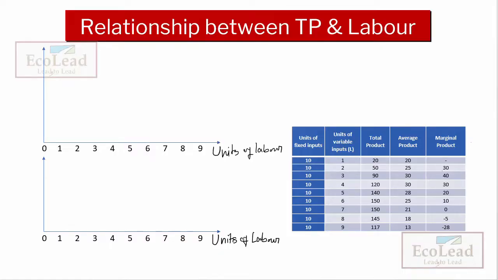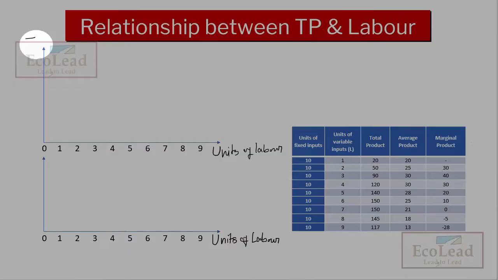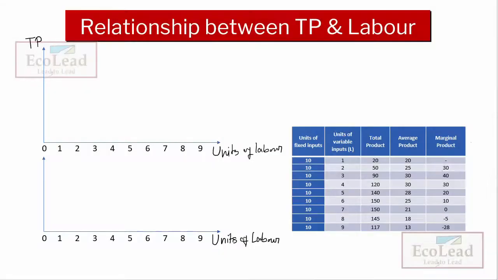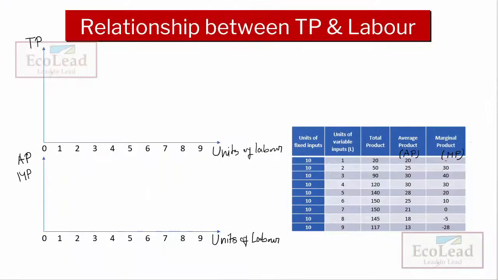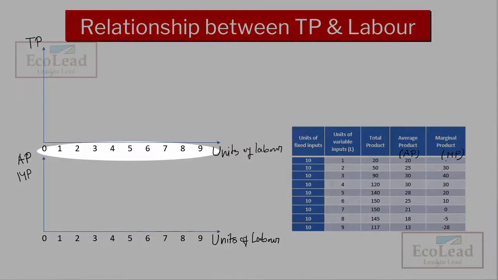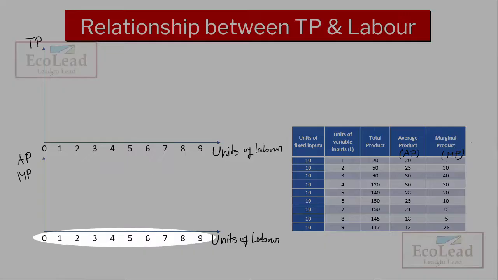Now for the first graph we will plot the total product to see the holistic picture, and in the second graph we will consider the unit level analysis, that is the average product which we will denote by the AP and the marginal product which we will denote by MP. You can see that on the horizontal axis I have written the values from 0 to 9 because here we have considered the values from 1 to 9.